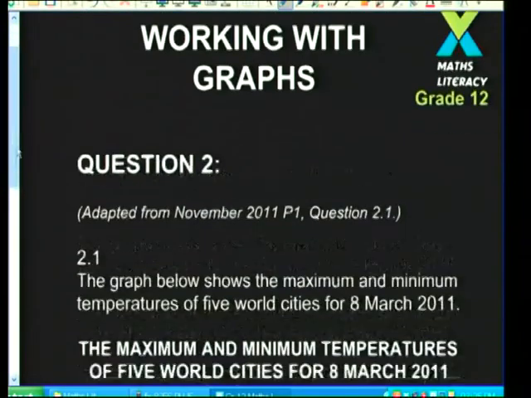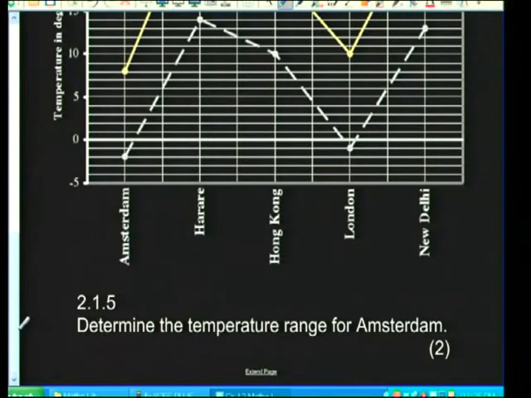Next question. Determine the temperature range for Amsterdam. Can you see now what's beginning to happen? We're dealing with graphs, we're looking at graph work, but suddenly now we throw in a bit of statistics. And it's in the section of statistics that we look at things like mean, median, mode, and the range. Instead of saying Amsterdam's highest temperature is this and their lowest temperature is that, we're now giving you those figures on a graph. And we're saying, from the graph, determine the range. So we're taking a bit of stats, but we're using the graph work to answer that.